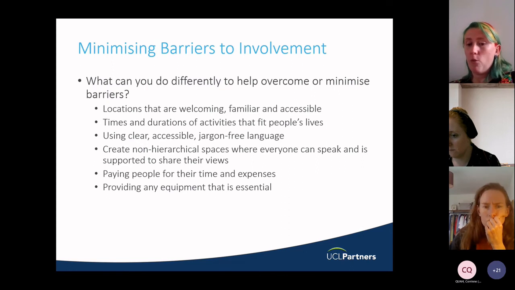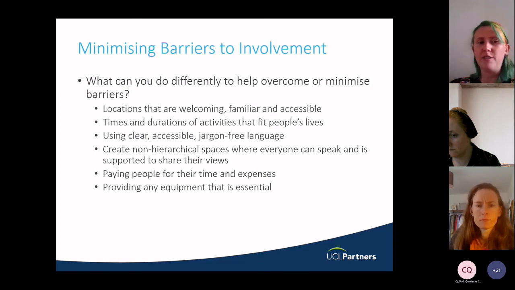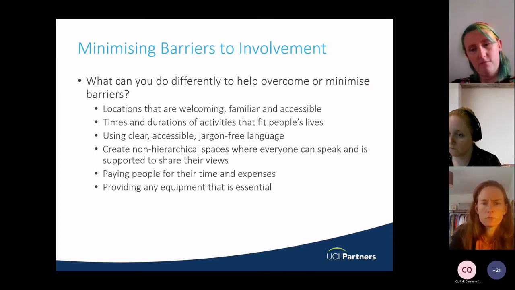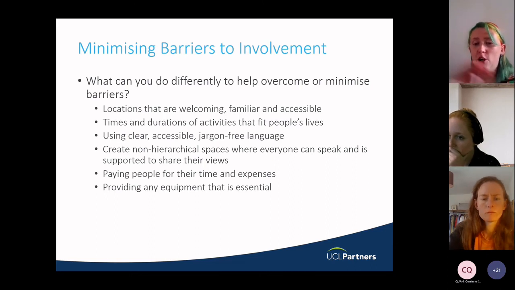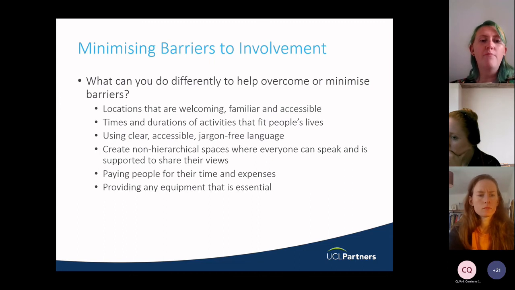So what are the sorts of things that you might be able to do to overcome and minimise barriers? Well, I've hopefully gone through some of these, but thinking about making sure locations are welcome, familiar and accessible, making sure times and durations are also things that fit people's lives, clear and accessible language, and jargon-free. We hate jargon. Non-hierarchical spaces, time and expenses paid for, and providing any equipment that is essential.